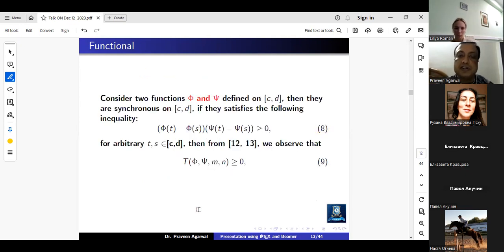So consider two functions phi and psi defined on closed interval [c,d]. Then they are synchronized on [c,d] if they satisfy the following inequality. This is the beautiful result which is given by equation number 8: (phi(t) minus phi(s)) multiplied by (psi(t) minus psi(s)) is greater than or equal to 0, for arbitrary t, s belonging to [c,d]. Then from 12 and 13, we observe that T(phi,psi,m,n) is greater than or equal to 0. You can see that this is the functional T which we have represented in equation number 7.